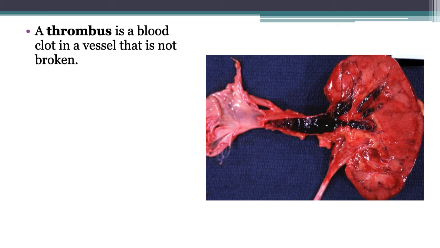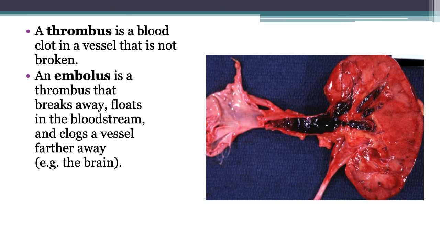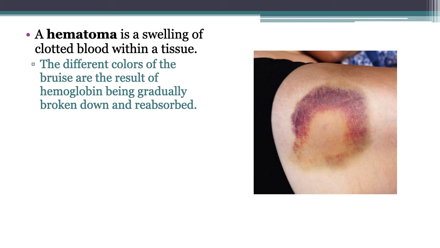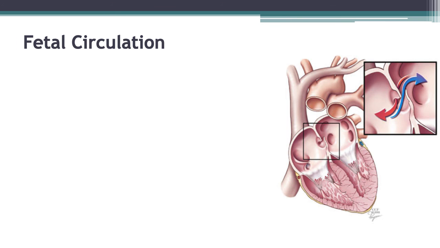A thrombus is a blood clot that is in a vessel that is not broken. An embolus is a thrombus that breaks away, floats in the bloodstream, and clogs arteries farther away. A hematoma is a swelling of clotted blood within a tissue. The different colors of a bruise result from hemoglobin being gradually broken down and reabsorbed.